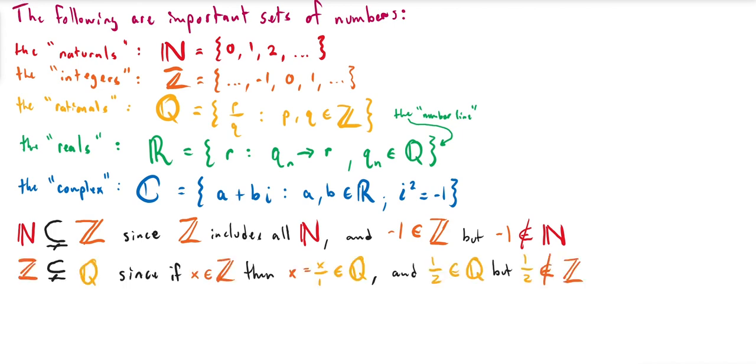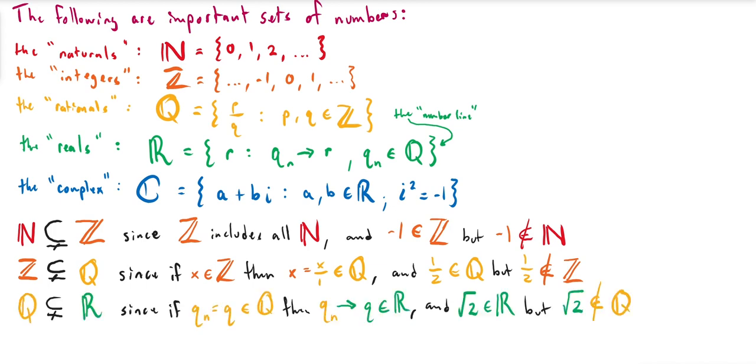Likewise, the integers are a proper subset of the rationals, since any integer can be written as itself over 1, which is a rational, and 1/2, for example, is a rational, but it's not an integer, hence they are a proper subset. Likewise, the rationals are a proper subset of the reals. You could think that all of the rationals are somewhere on the number line, but the number line includes other numbers, such as the square root of 2.